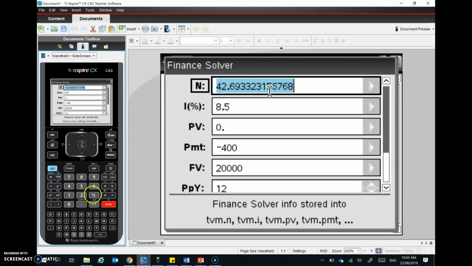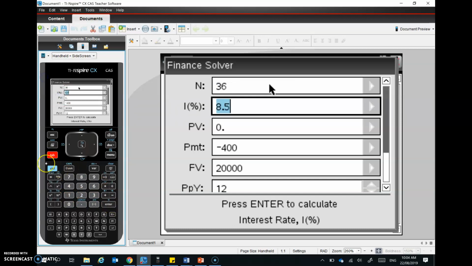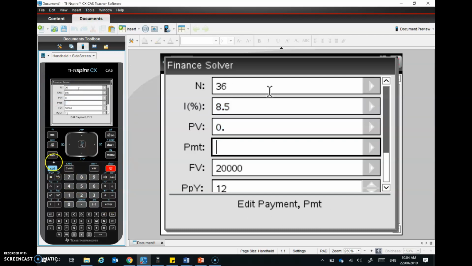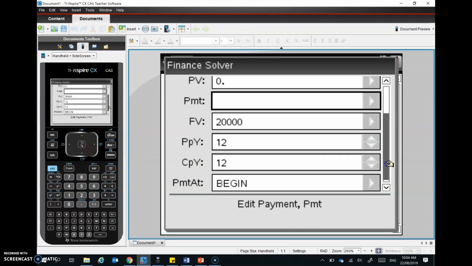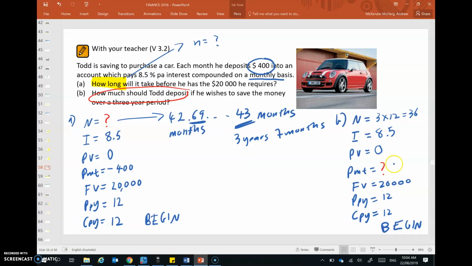Okay, if we can't do 3 years by 12 in our head, we can get the calculator to work it out for us. That all stays the same. Now this is going to be blank. Other than that, everything else is ready to go. So we'll push enter. So he's going to be out of pocket $486.24. So this says negative 486.24. So that is money out of pocket. That means his deposit each month needs to be $486.24.